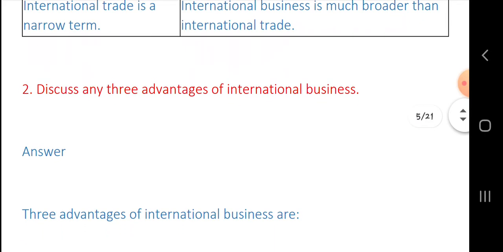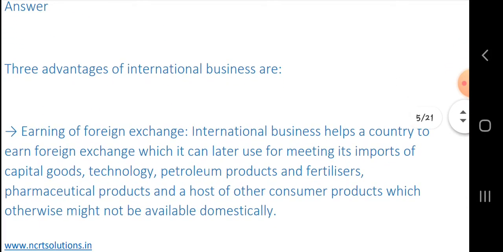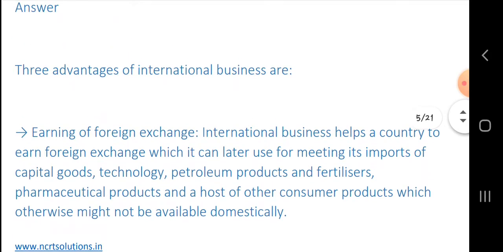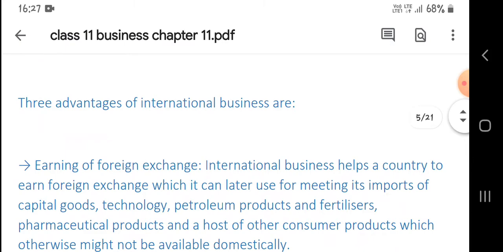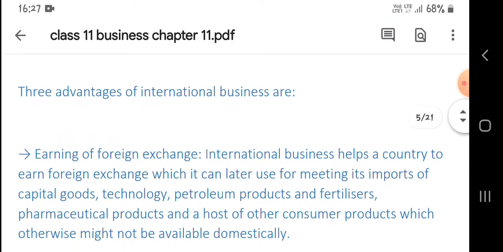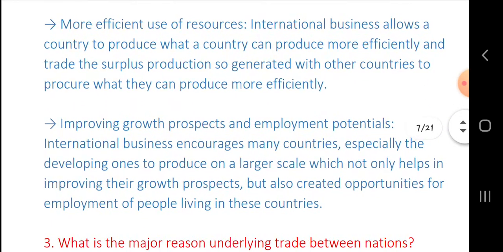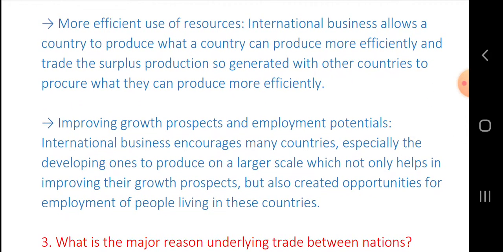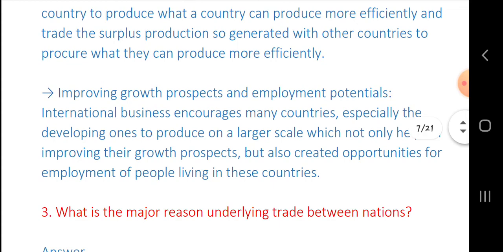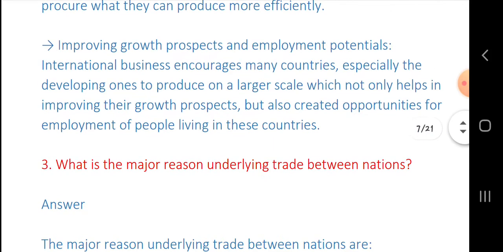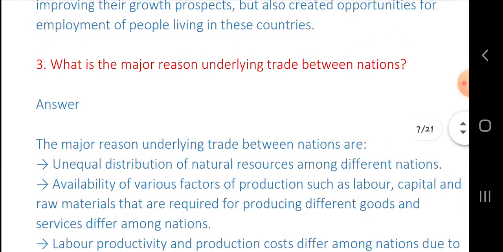Let us know the advantages of international business. There are three advantages of international business: earning foreign exchange. International business helps a country to earn foreign exchange, which it can later use for meeting its import of capital or other things. And also, more efficiently and improving growth prospects and employment potential. So it may help our country to get more employment.